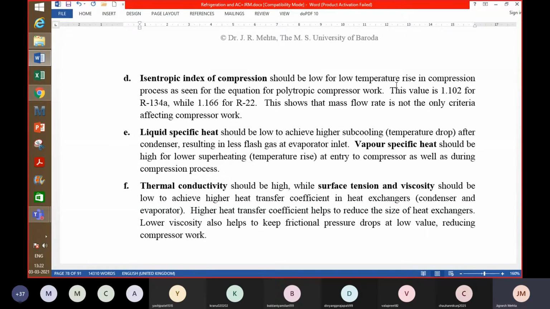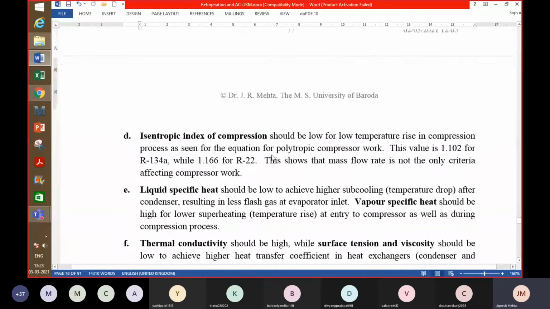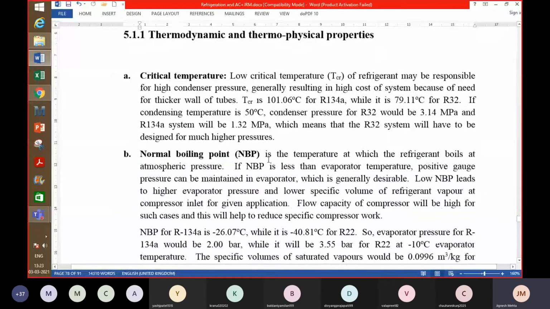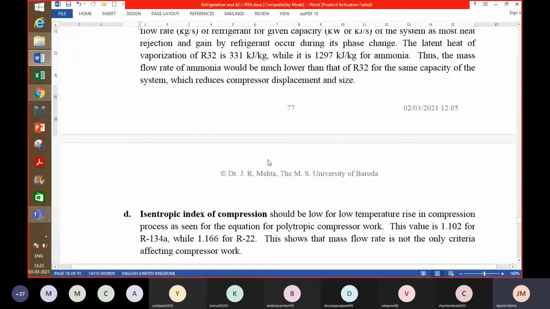Higher heat transfer coefficient helps to reduce the size of the heat exchangers. Lower viscosity also helps to keep frictional pressure drops at low value, reducing compressor work. So these are a few thermodynamic and thermophysical properties which are considered while choosing a refrigerant.